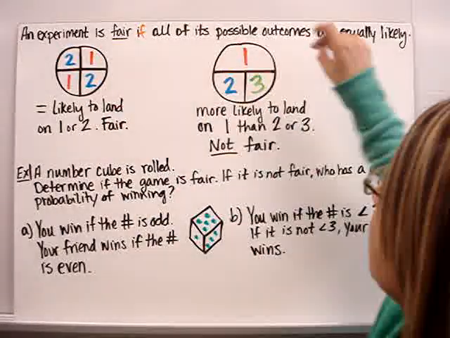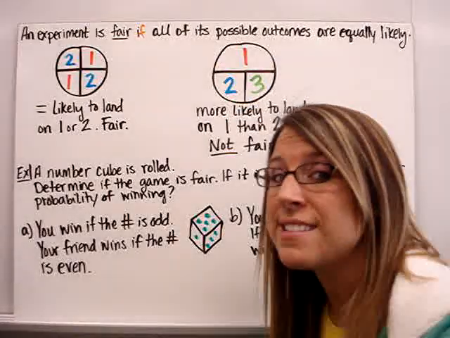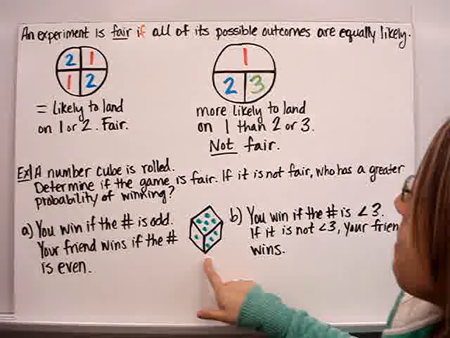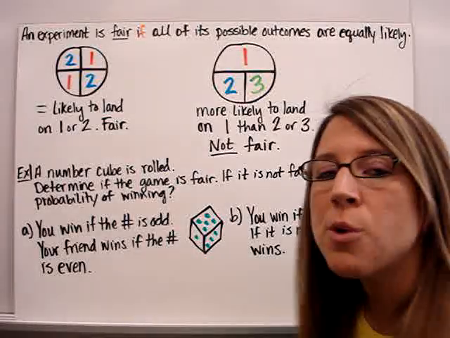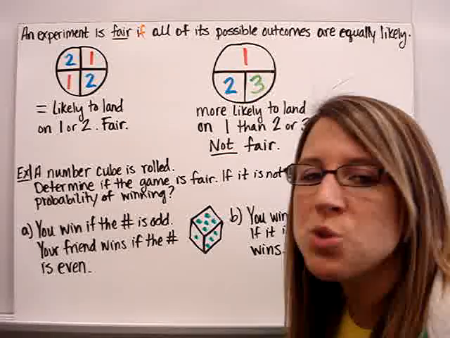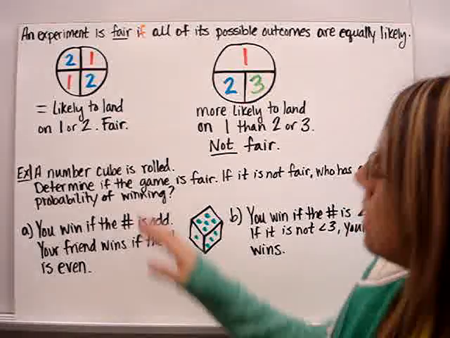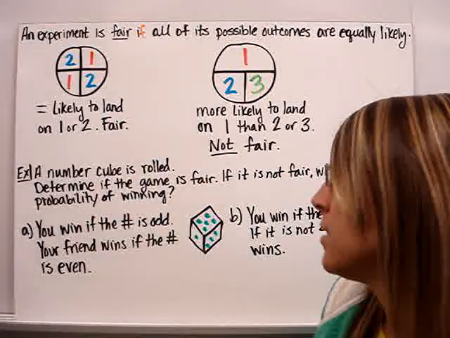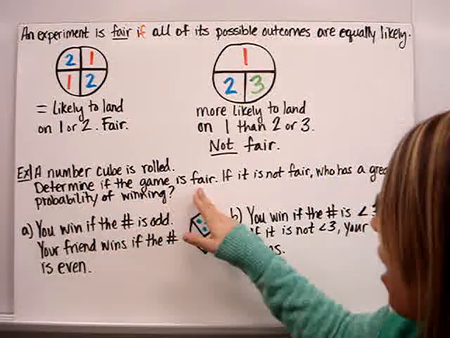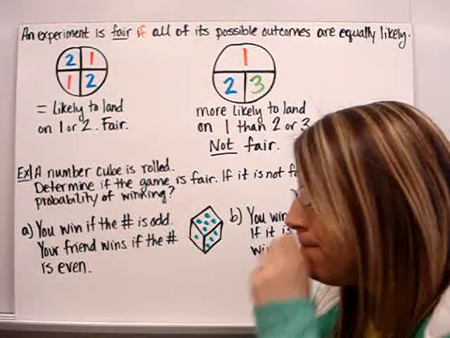So this is fair versus unfair or not fair. We're going to talk a little bit about fairness in these examples, using a number cube. Now you're going to want to call it a dice. I won't mention it again like that. Call it what you want. It's a number cube, numbered 1 through 6. There we go. So the number cube is rolled. Determine if the game is fair. If it is not fair, who has a greater probability of winning?